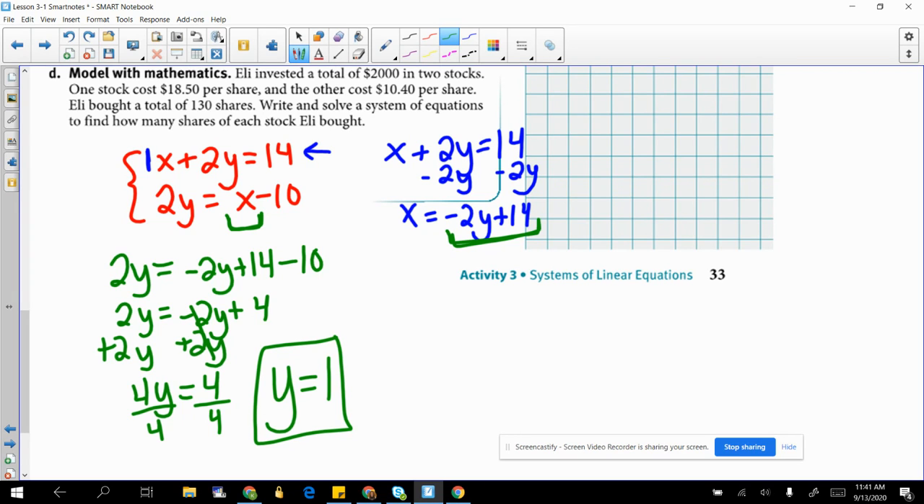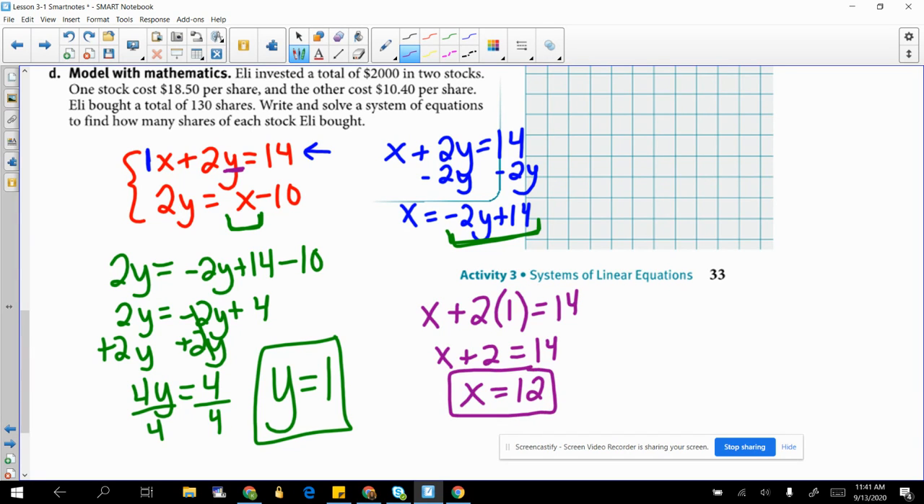I need to plug that y value back in to see what x equals. So I'm going to plug that y value back in here to the first equation. So x plus 2 times y, we know y is 1, equals 14. 2 times 1 is 2. And to get x by itself, I need to subtract over the 2. So I get x equals 12. So now if I were to write this as an ordered pair, I would write it as x comma y, so 12 comma 1.